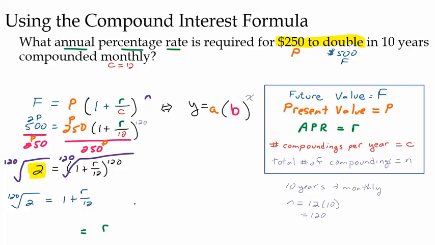Now, some of your calculators may not be able to do the 120th root, and this is where it's helpful to know, let me erase this, I'm going to need a little more room, that taking the 120th root of something is the same as taking it to the 1 over 120th power. And you could have done that on both sides here. Instead of the 120th root, you could have taken both sides to the 1 over 120th power.